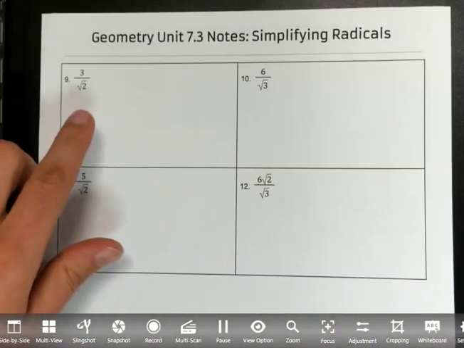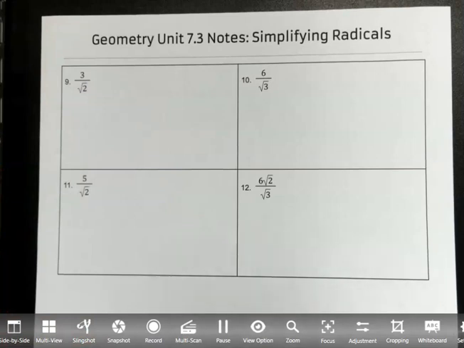So here's the problem. We have a square root on the bottom. And 2 does not simplify anymore, right? You can't break 2 apart even further. What times what equals 2? Well, we just have 2 times 1. It's already as far broken apart as we can get it.